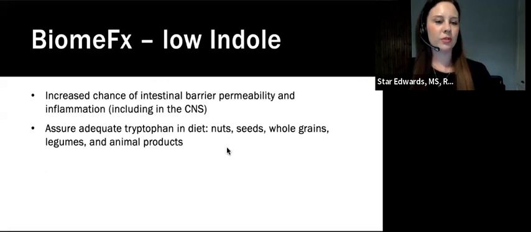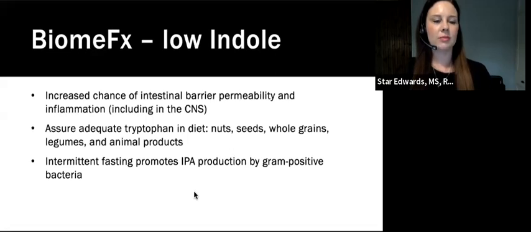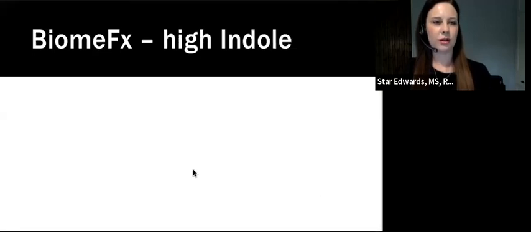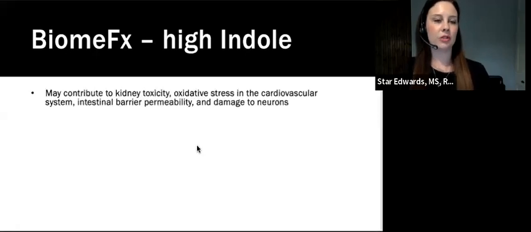Assure adequate tryptophan in the diet. Make sure your patient is eating protein. They're getting nuts and seeds and whole grains. Sometimes intermittent fasting promotes the production of indoles, and ZymBiomeDual may increase tryptophan production directly. However, what we typically see is that indoles might be a little bit too high.